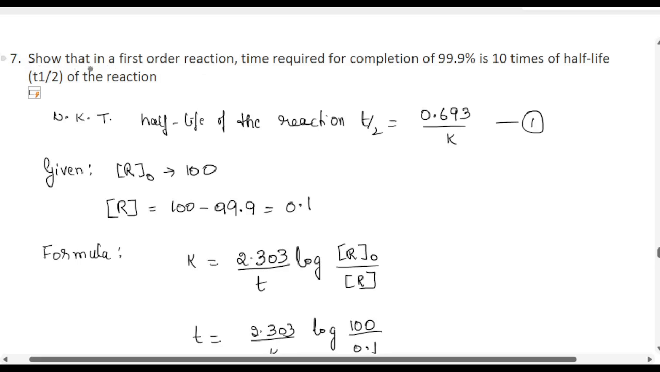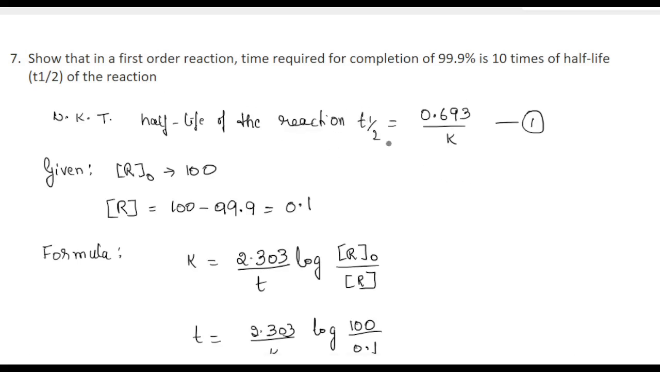Question number 7. Show that in a first order reaction, the time required for completion of 99.9% is 10 times the half-life T half of the reaction. We know the half-life of the first order reaction is given by T half is equal to 0.693 by K. Let us consider this as number 1, and the time required for completion of 99.9% of the reaction. So if your initial concentration is 100, the final concentration remaining after completion of 99.9% is 100 minus 99.9 equal to 0.1. So this is your R naught, this is your R.